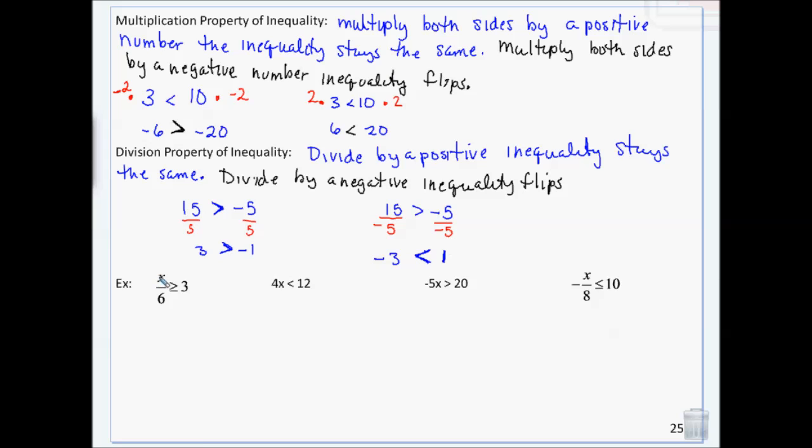Alrighty, so if I'm solving this inequality, I've got x divided by 6 is greater than or equal to 3. So I'm multiplying both sides by 6. My 6 is positive, so x is going to be greater than or equal to 18.